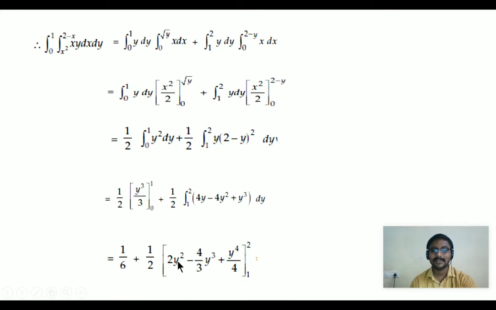The integration of 4y is 2y square, of 4y square is 4y cube by 3, and of y cube is y power 4 by 4, with upper limit 2 and lower limit 1. Substituting the upper limit minus the lower limit and then simplifying, 1 by 6 plus 5 by 24 is 9 by 24. That means, using the table of 3, it is 3 by 8. So it is the required value.